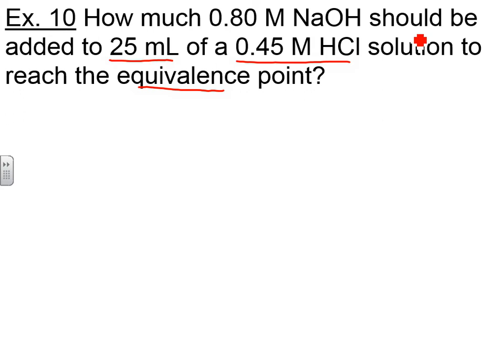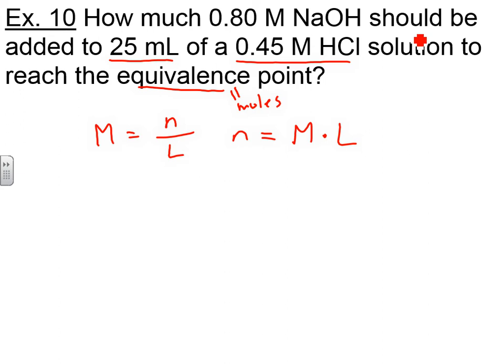Well, because they're equivalent in terms of moles, the moles are equal. Let's find out how many moles we have of our acid. So this is through molarity. Remember, molarity is moles over liters. So if we want to find moles, we simply multiply molarity by liters. In this case, my liters is 25 mL. So I've got myself the moles of acid.